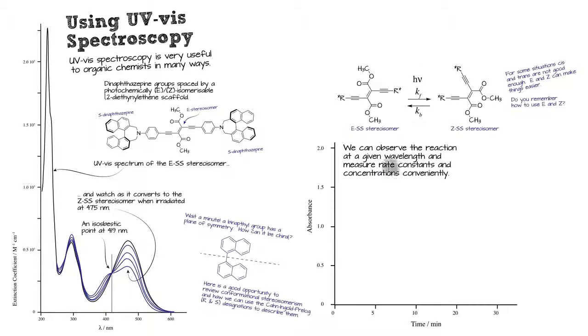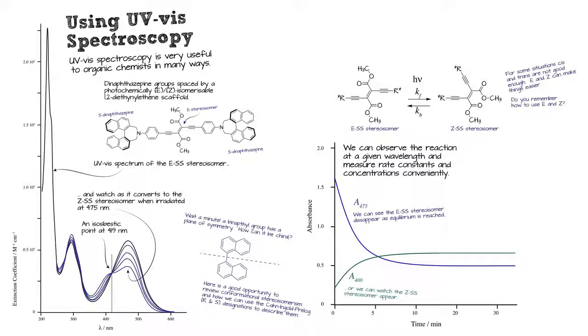Now, here we have time, and we have absorbance. And if I should look at a particular wavelength, maybe I'd look at a wavelength close to the peak of this peak here. Maybe I'd look at a wavelength kind of on the shoulder here to watch this grow. Basically, what I can do is I can follow the disappearance of the E isomer and the appearance of the Z isomer, and I can get reaction kinetics.